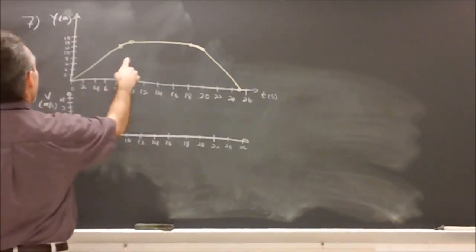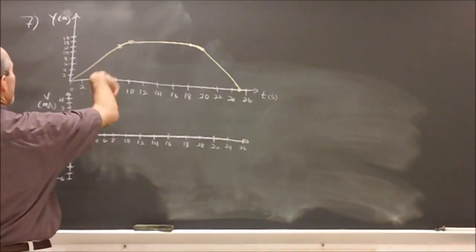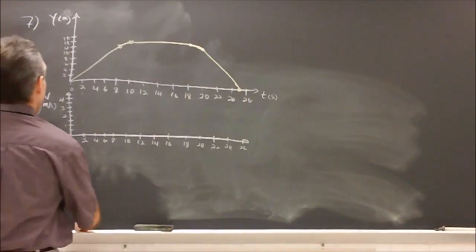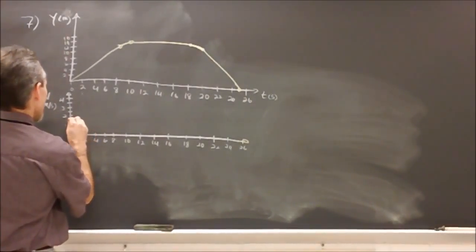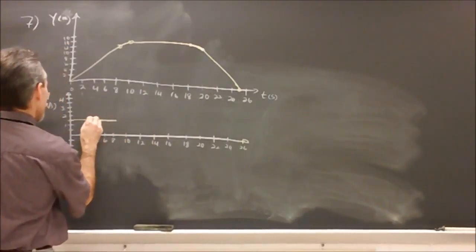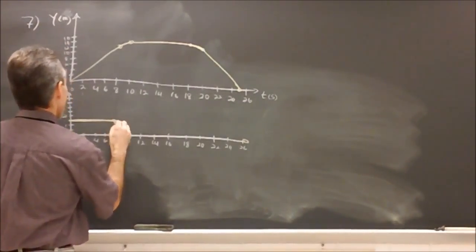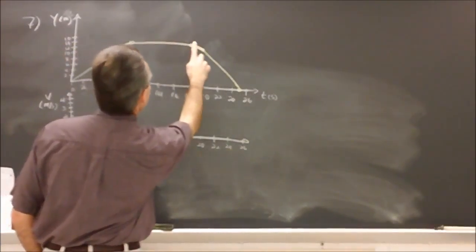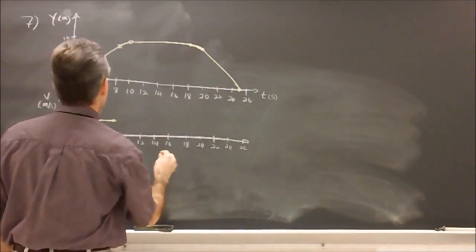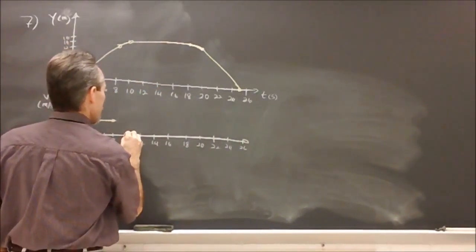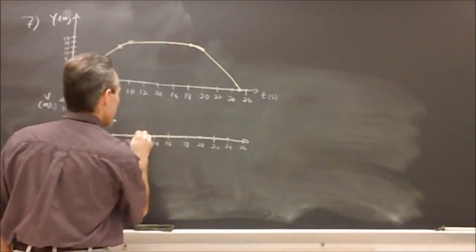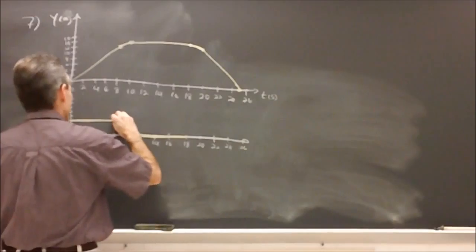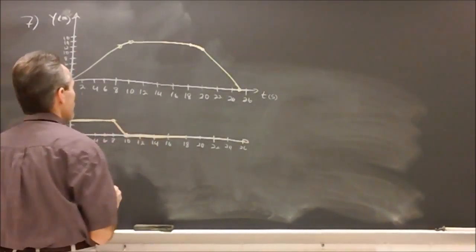And the slope from 0 to 8 seconds is constant. So it's 12 divided by 8, and that's 1.5. So for the first 8 seconds, it's a constant 1.5. And then it's also constant from 10 to 18 seconds. The slope is 0. So we just simply need to connect the two here between 8 and 10.